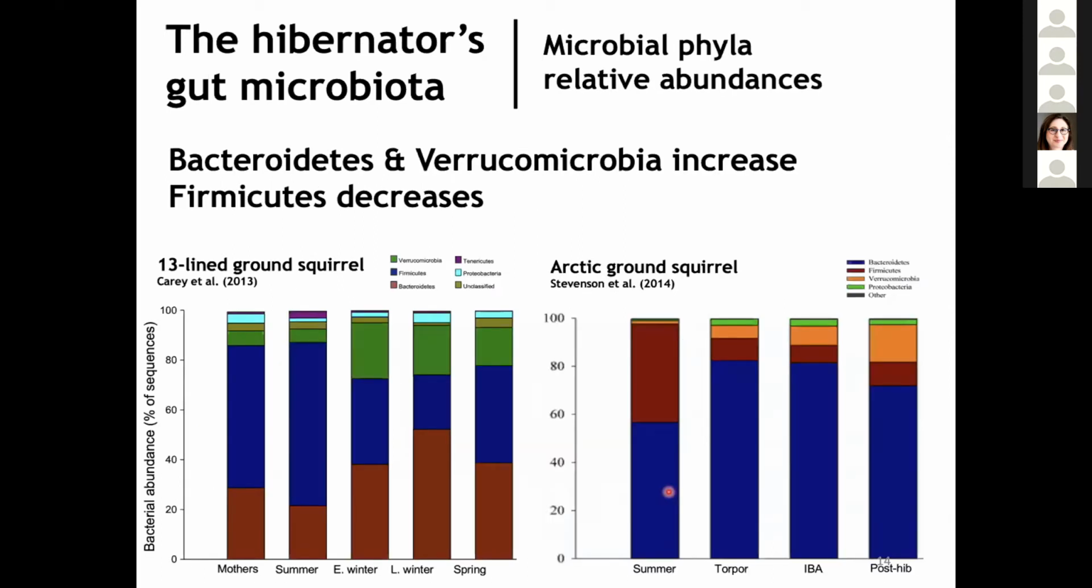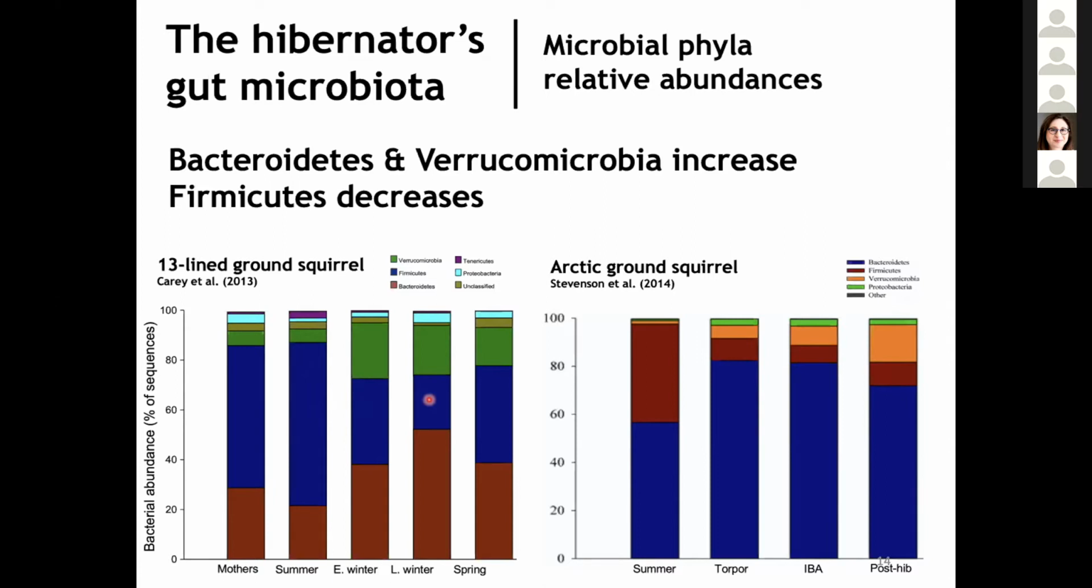Second, during hibernation, different bacterial phyla are affected in different but consistent ways. So as shown on these relative abundance figures here, for the 13-line ground squirrel and the Arctic ground squirrel, bacteria belonging to the Bacteroidetes phyla and the Verrucomicrobia tend to increase in relative abundance in hibernation relative to summer, whereas those belonging to the Firmicutes phyla tend to decrease in relative abundance. And these trends are also generally true for the horseshoe bat and for the brown bear.